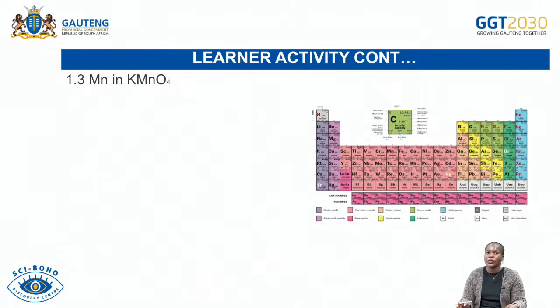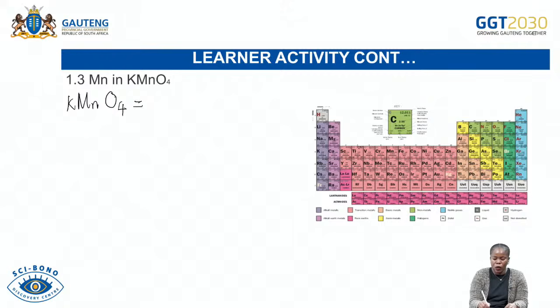The last one, let's take a look at this one. We are trying to find the oxidation number of manganese in KMnO4. It's a compound. It is not an ion, so it has to be equated to 0. So KMnO4 is equal to 0.